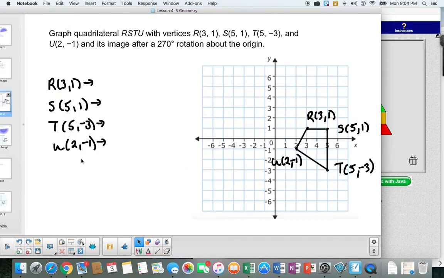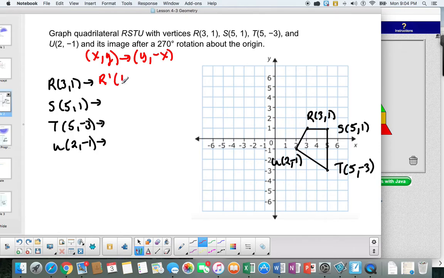Let's take a look at a problem in which we do a rotation. Now we're doing a 270 degree rotation, so I want to write the rule to remind me what to do. A 270 degree rotation is (y, opposite of x). So R prime will be, I'm going to take my y, which is 1, take my x and change its sign: (1, -3). S prime will be (1, -5). T prime is going to be (-3, -5). And then U prime is going to be (-1, -2).